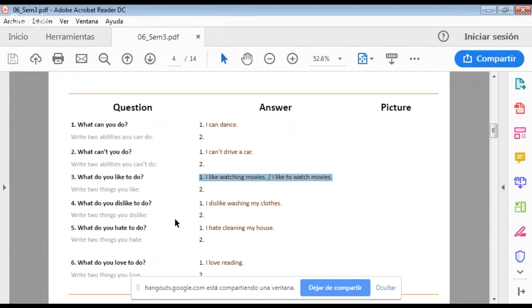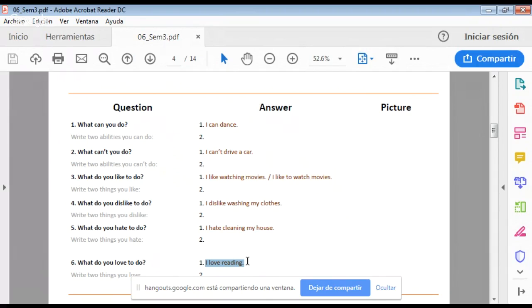¿Ok? Y finalmente, what do you love to do? ¿Qué amas hacer? I love reading, I love writing, I love studying, I love being with my kids, etc. También pueden utilizar tanto el infinitivo como el ing. I love reading or I love to read. I love writing or I love to write.